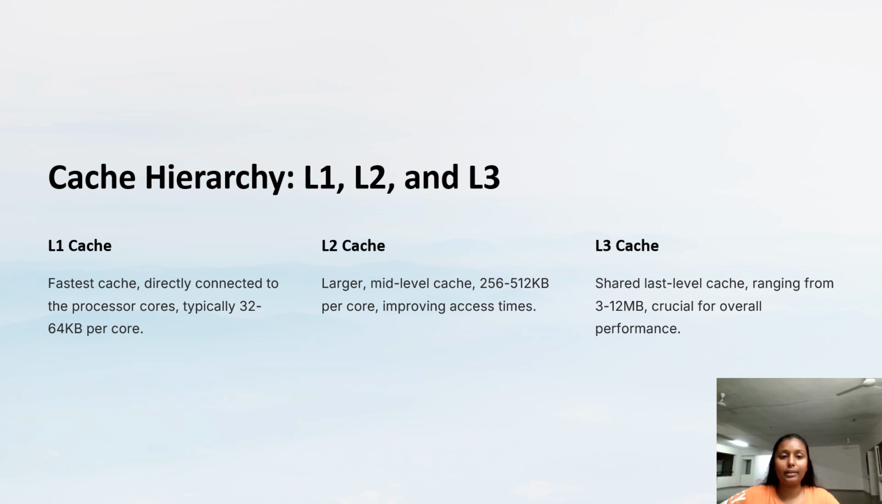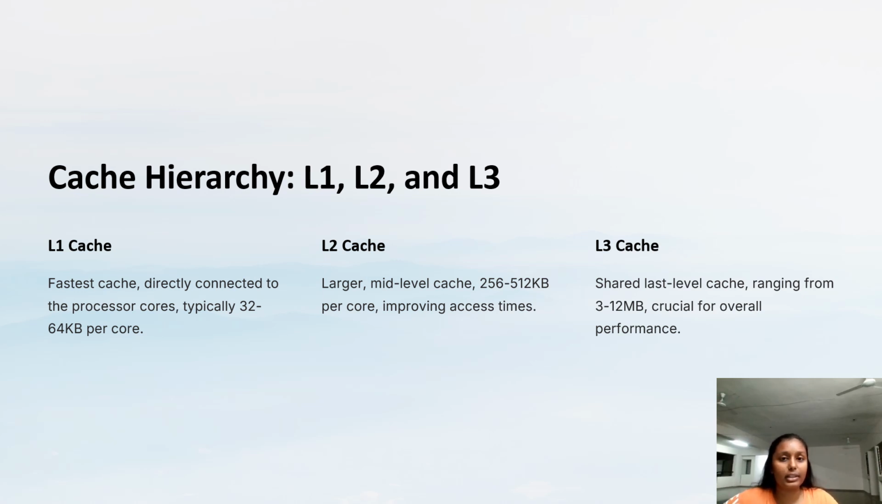Each level is designed to store frequently used data and instructions with varying size and speeds. When the processor tries to find data from memory, it first tries to find it in the cache memory. If it gets the data from there, that is known as a cache hit. Whenever the data is not found in the cache, the processor needs to search for the data in main memory, that is RAM, which is known as a cache miss.